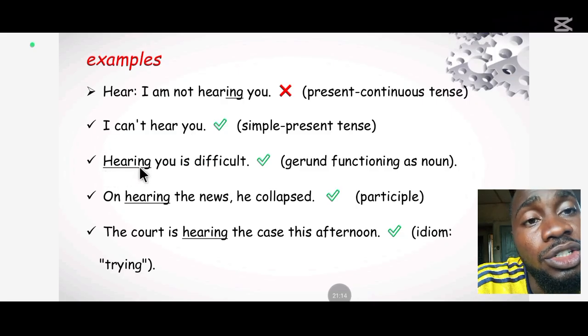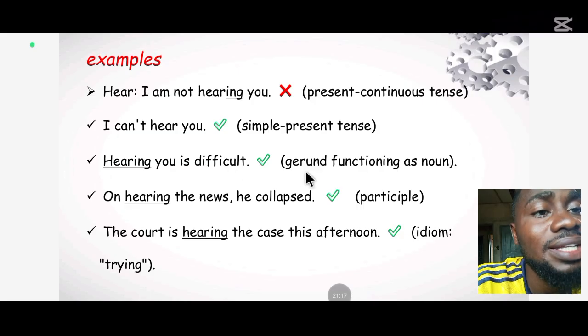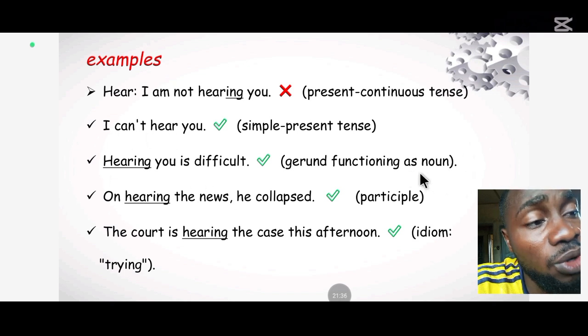"Hearing you is difficult." That's a gerund functioning as a noun. Remember, I said during our discussion that when you have a gerund at the beginning of a sentence, it's functioning as a noun. So in this case, it's correct. It's an exception to the rule: a gerund functioning as a noun, and participles. Let's look at the next.